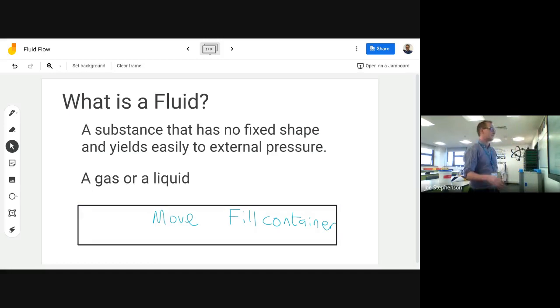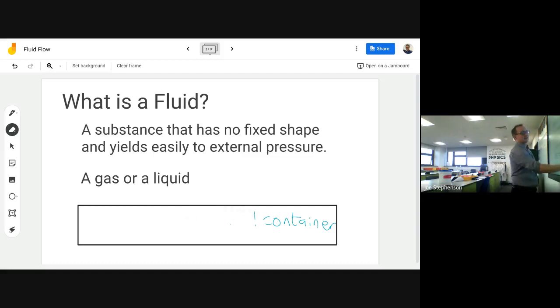So you're absolutely right to say it's a gas or a liquid. But it isn't just the fact that it's a gas or a liquid in that sense. It's the idea that it has no fixed shape, and the molecules themselves are free moving. Okay, so that's really important as well.